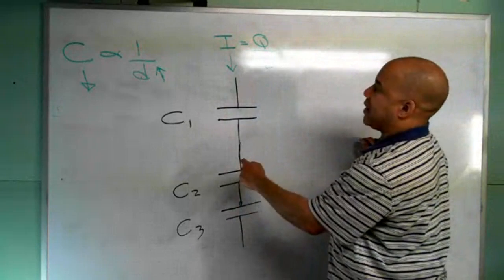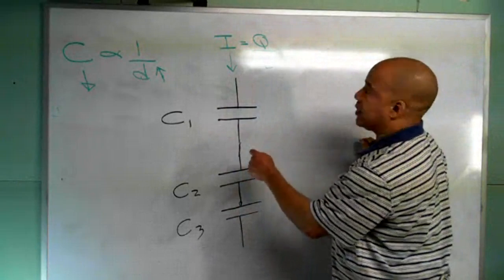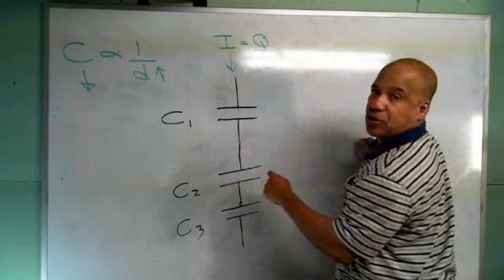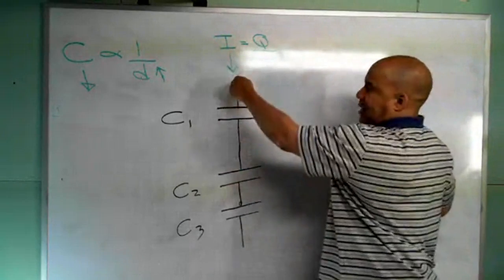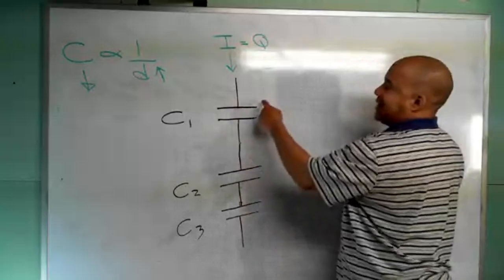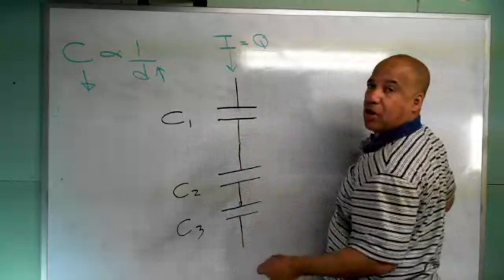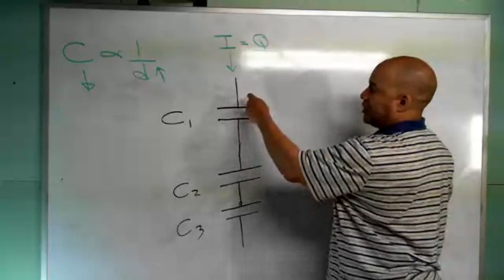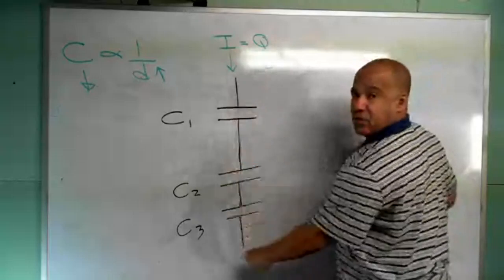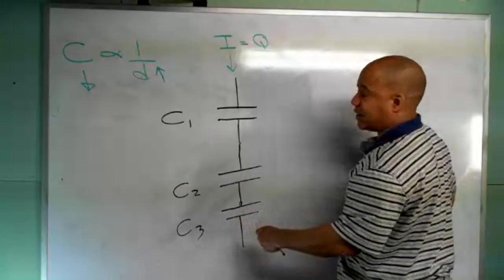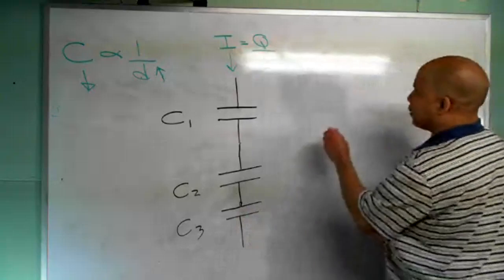And we said that current in resistor circuits and charge in capacitor circuits are the same. So if this gets the same amount of current, what that means is that each capacitor gets the same amount of charge. So whatever charge is on this one, that same charge is on every capacitor that's connected in series. So I'm just going to draw charge like this.